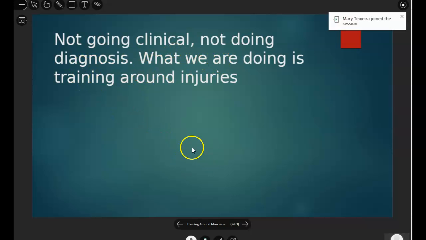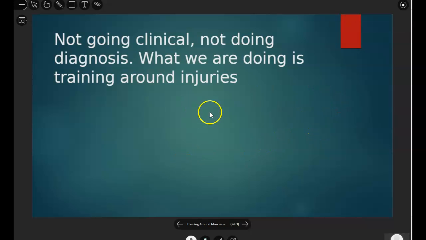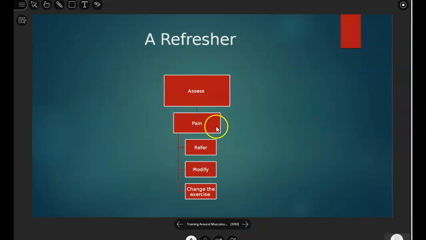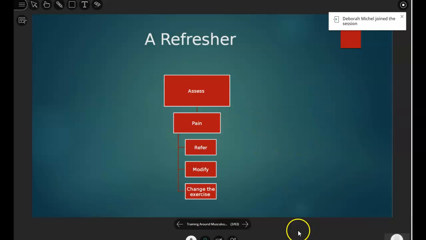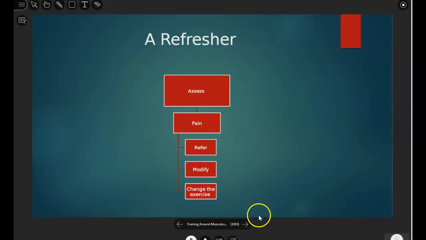Like if someone has nagging knee pain or a non-specific injury, or non-specific low back pain, what might you do to train around those injuries, or how can we modify exercises? As a refresher, when you do an assessment, you might see that somebody experiences pain with a specific movement. You can change the exercise or modify the exercise, and if neither of those two things alleviates the pain, then you want to refer out to a professional.